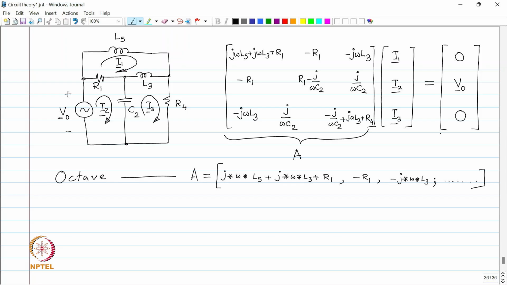And then B is equal to 0 semicolon V naught semicolon 0. And then what is your answer going to be? I 1, I 2, I 3 is therefore going to be I or whatever. So, what will you do? Inverse of A times B, this is what you have to compute, and this will list out the values of I 1, I 2, I 3.